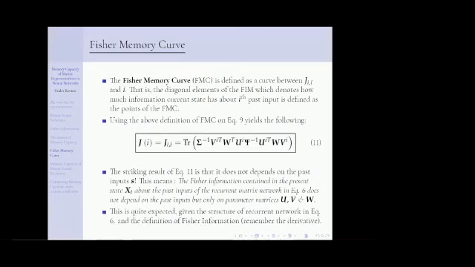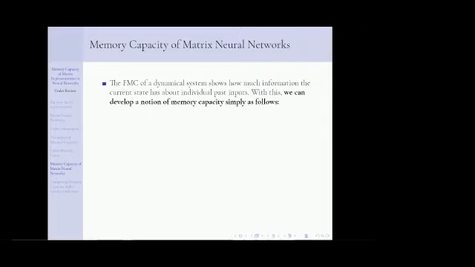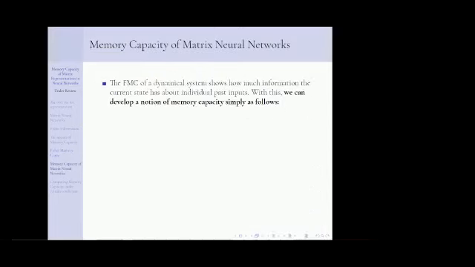Finally, so we calculated the Fisher memory curve. This Fisher memory curve, to repeat it again, is just how much information the current state has about the past inputs. And as we see, we can now develop a notion of memory capacity with this. The FMC of a dynamical system, as we saw earlier, tells us how much information the current state has about individual past inputs. As we saw here, J_i was exactly this: how much information the current state has about the ith past input. And with this, we can now develop a notion of memory capacity.